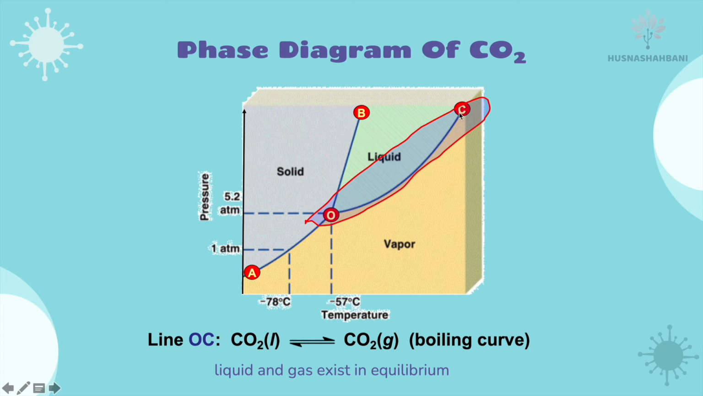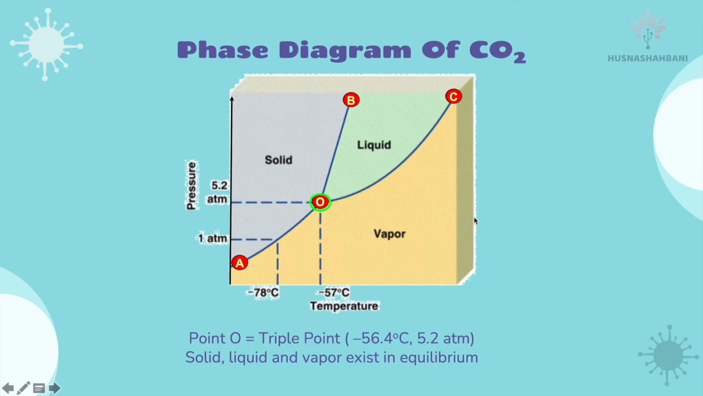At OC, the boundary between liquid and gas or liquid and vapor, carbon dioxide can be found in the form of liquid and gas, any point on this line. Liquid and gas exist in equilibrium. Point O, here, triple point. At the triple point, at negative 57 degrees Celsius at 5.2 atmospheric pressure, carbon dioxide can be found as solid, liquid, and gas. Solid, liquid, and gas or vapor exist in equilibrium at the triple point, at point O.